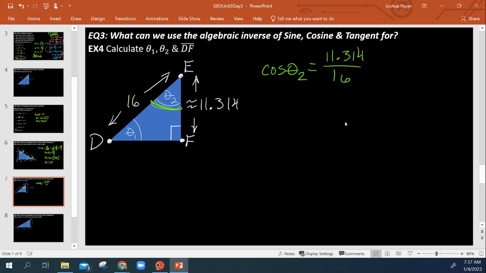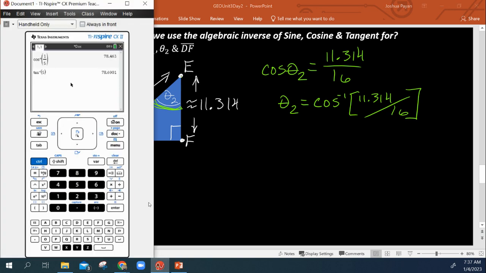To solve for theta 2, we're going to do just like we did in the previous video. We're going to take the arc cosine of both sides, which gives us arc cosine of 11.314 over 16. Now, off the top of our heads, we have no idea what that is. So we're going to use our handy-dandy calculator, and we say arc cosine of 11.314 over 16. And we get that it's really, really close to 45 degrees. In fact, for all intents and purposes, it is 45 degrees.